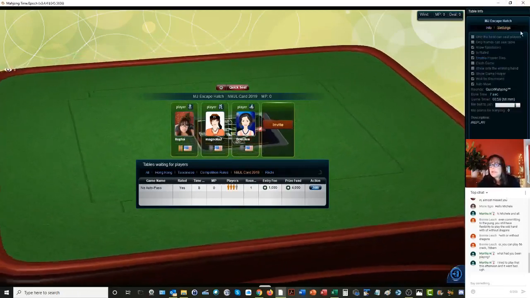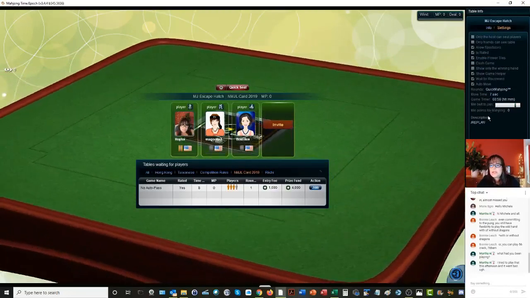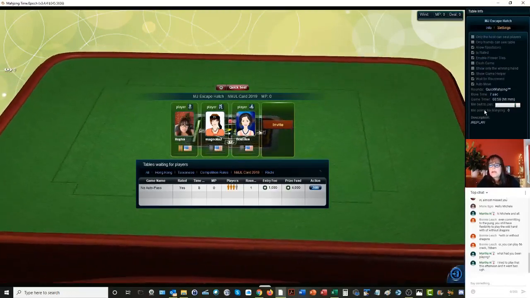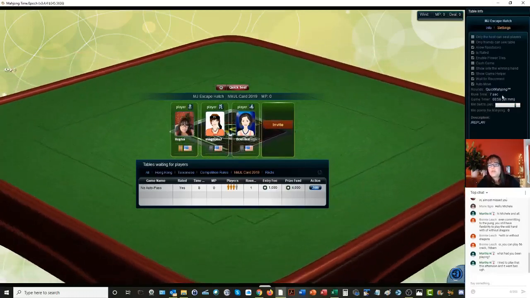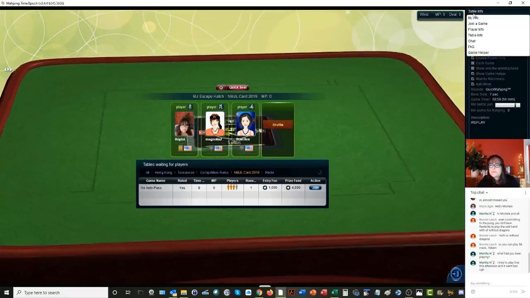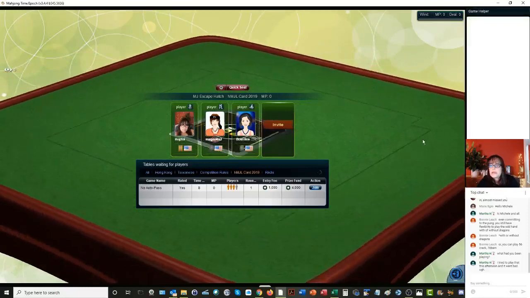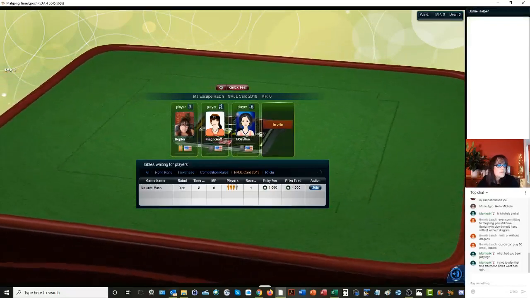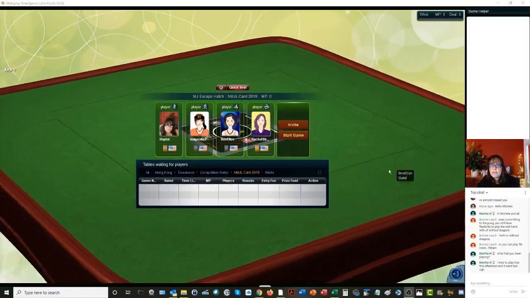This table's settings are good. 7 seconds for decisions, and it's auto move, that's what it's called. Auto move. Quick Mahjong. Okay, so game helper. Let's see if that comes up. Okay, here we go. We're going into a table now.